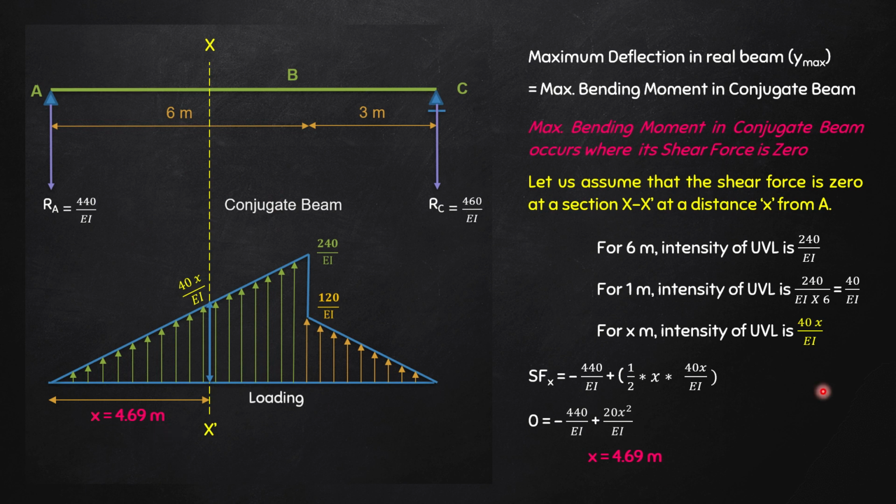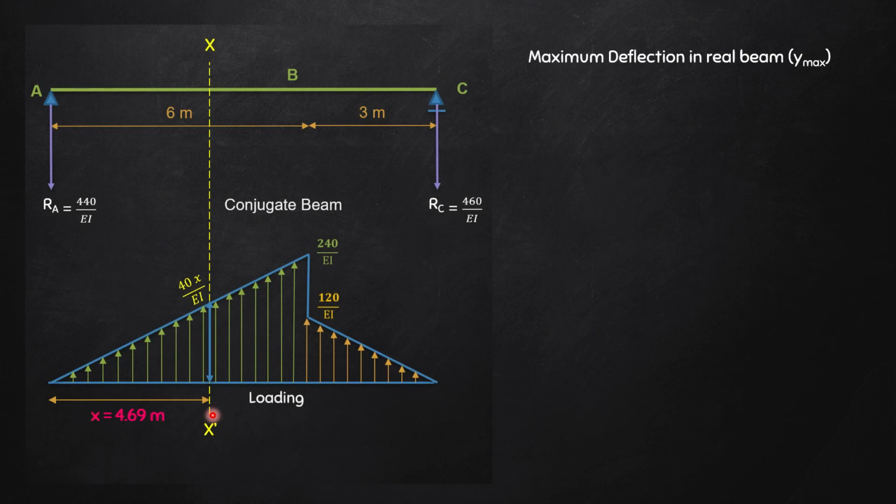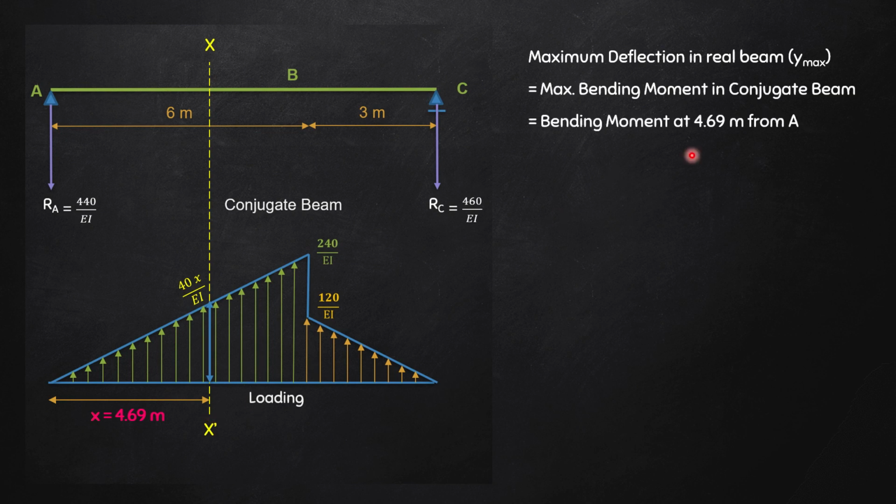So now all I have to do is find the bending moment at 4.69 meter from A. Maximum deflection in the real beam, Y max, is equal to the maximum bending moment in the conjugate beam, that is the bending moment at 4.69 meter from A. Again, two things have to be considered: one is the RA and the other is this UVL, having a base 4.69 and a height 40x by EI, where x is equal to 4.69.